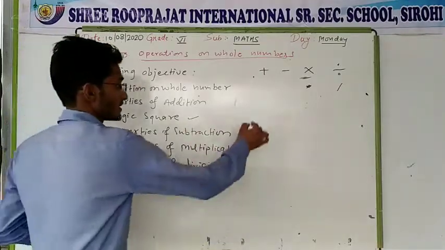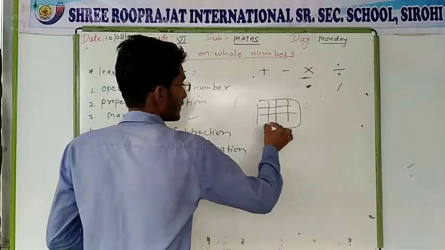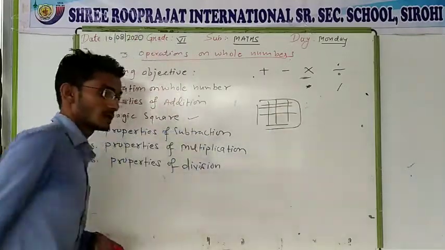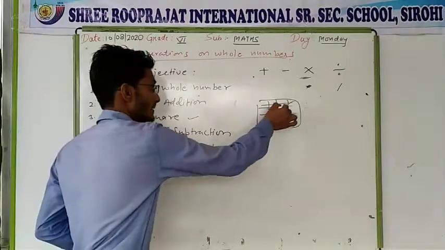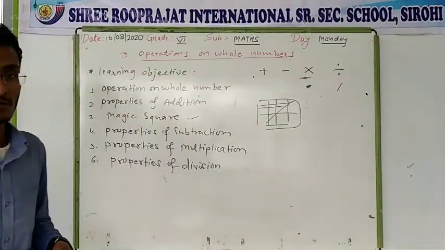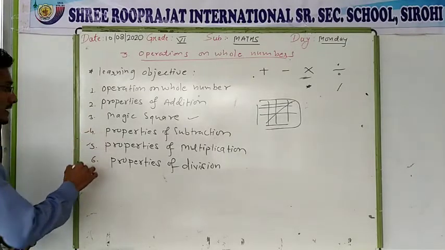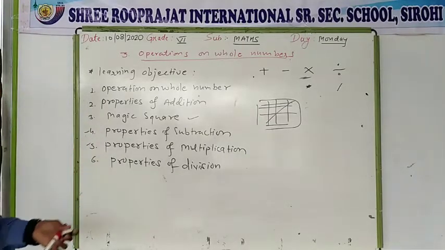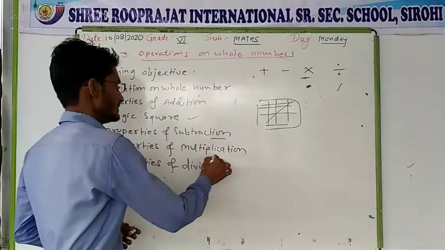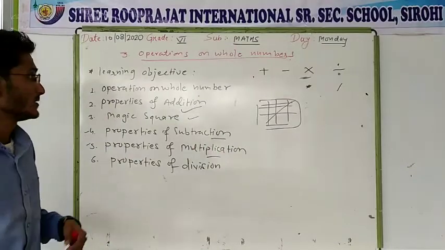Next one is a magic square. We will talk about a square like a chessboard, where the sum of the rows, the sum of the columns and the sum of the diagonals are the same. There will be a few numbers given, and we have to find the value of the missing box. Next, the properties of subtraction, multiplication and division, just like addition. So we will talk in detail.